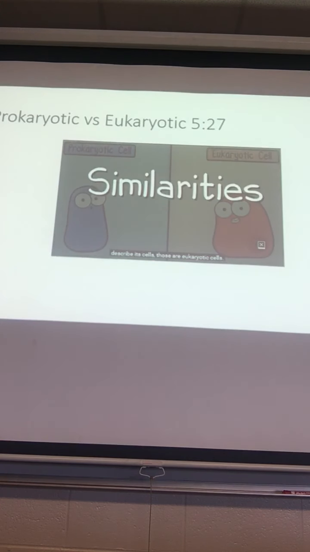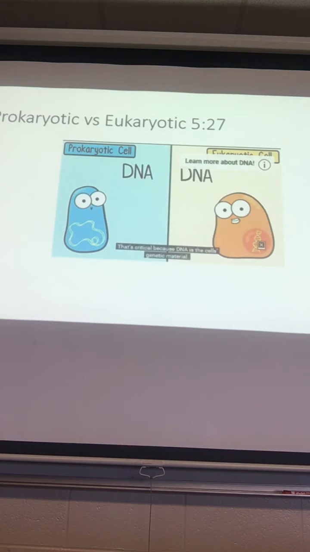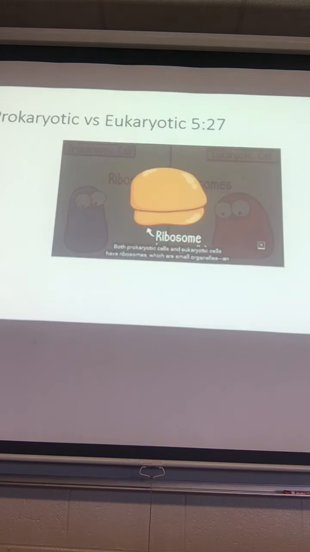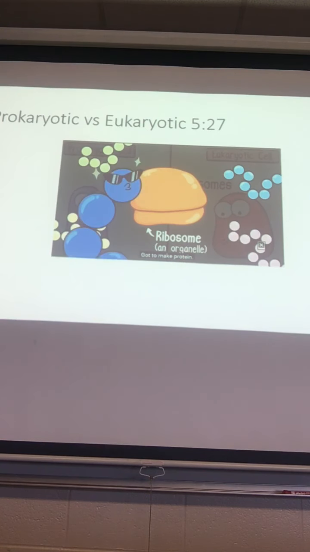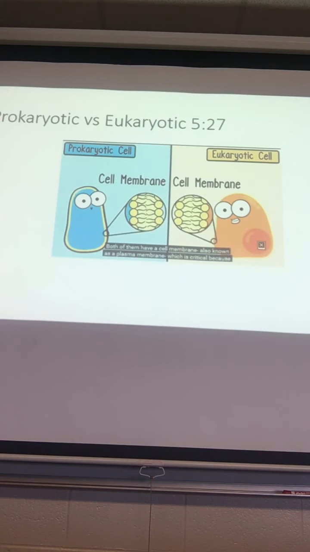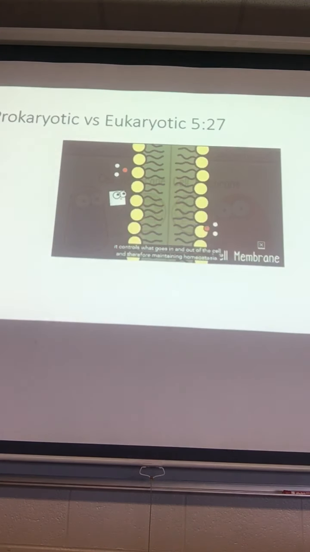Prokaryotic cells and eukaryotic cells do have a lot in common. Both have DNA. That's critical because DNA is the cell's genetic material. Both have ribosomes, which are small organelles, an organelle being like a tiny organ. The ribosomes have the important job of making proteins. Gotta make proteins. Both cells have cytoplasm, the jelly fluid within cells. Both of them have a cell membrane, also known as a plasma membrane, which is critical because it controls what goes in and out of the cell, and therefore maintains homeostasis. All cells have a cell membrane.